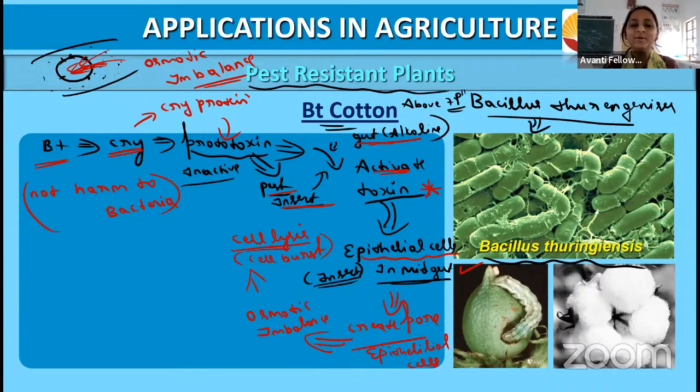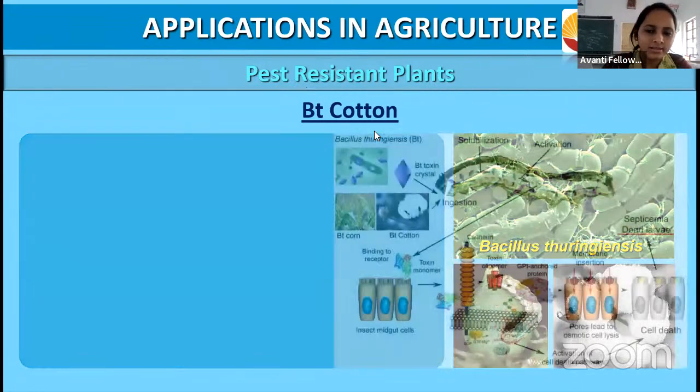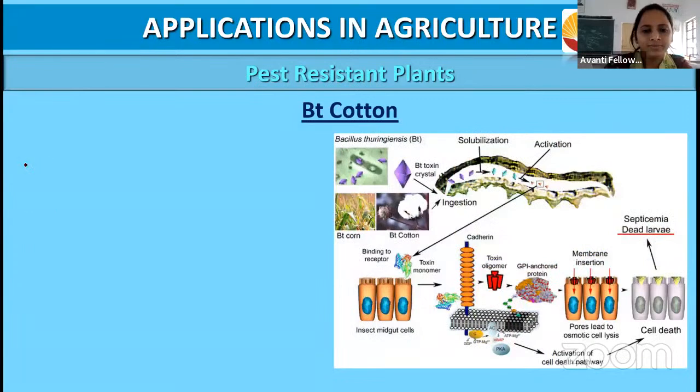It is going to cause the bursting of the cells, right? Thereby the insect is going to die. It is going to cause the death of the insect. Okay, then how are we going to use this in biotechnology? See here, first we are going to take a cry gene.